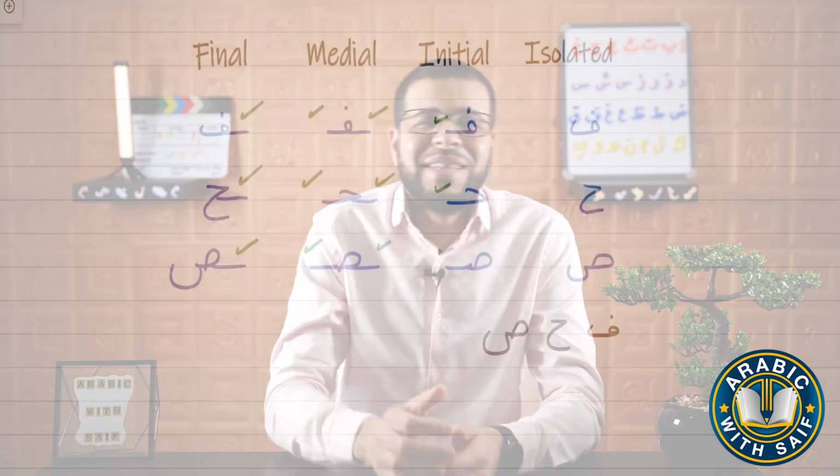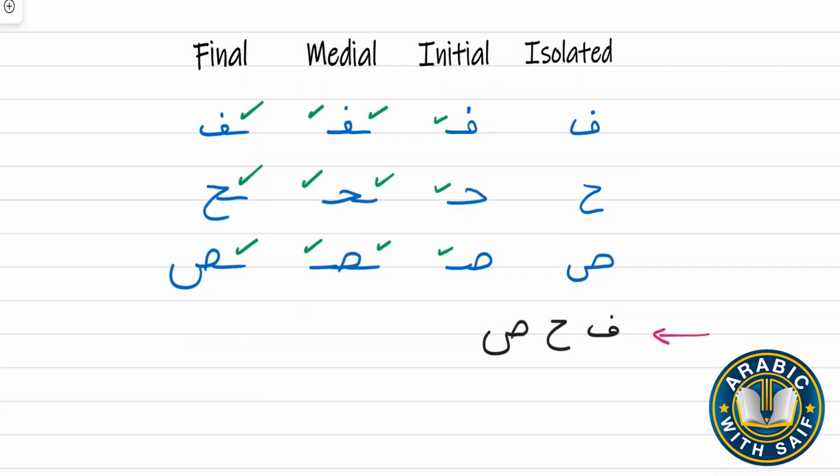Now let's practice how to connect and read some letters, but we'll mix letters between this lesson and the previous one. Fa, Ha, Sad. Let's connect these three letters. First, we will check the relation between Fa and Ha. If Fa in the beginning of a word, it can connect to any letter after. And Ha, middle form, can connect to any letter before. So both will get connected.